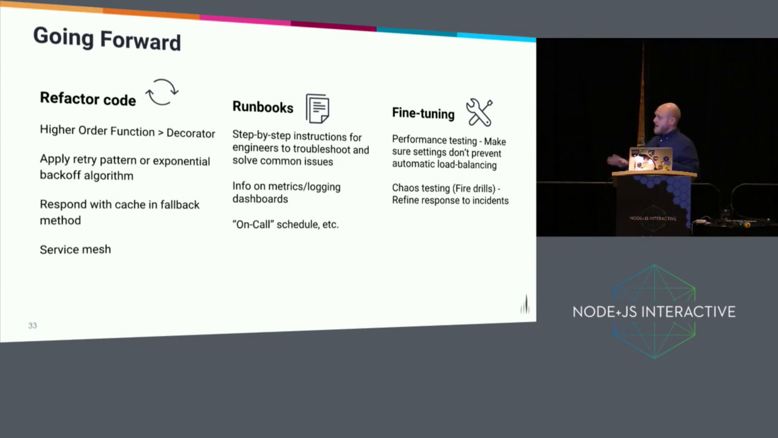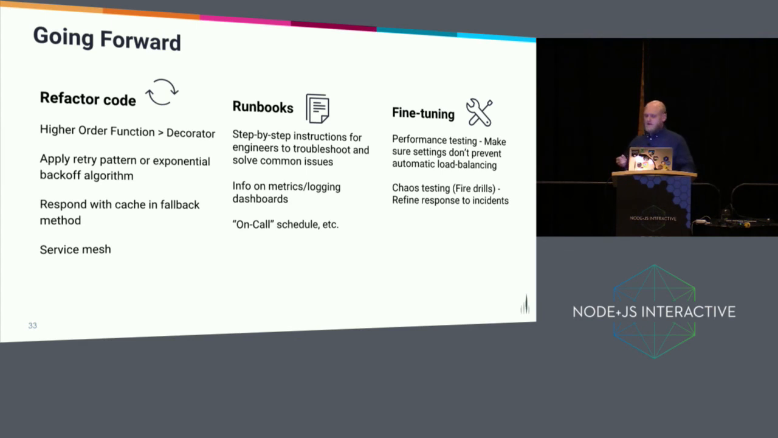So now that we understand the pattern, there are a couple things we can do to take it to the next level. If you're using TypeScript or Babel, you can transpile your code, and you can leverage the decorator pattern, which will make it very, very easy to add the circuit breakers to your route handlers. You can also try the retry pattern, or the exponential backoff algorithm, in the fallback method. You can also respond with cached data or provide a default response from the fallback. It doesn't have to fail.